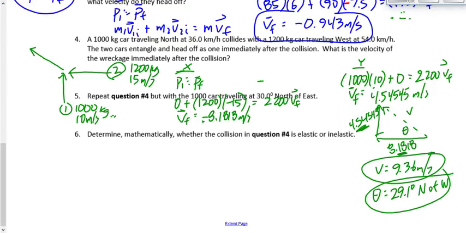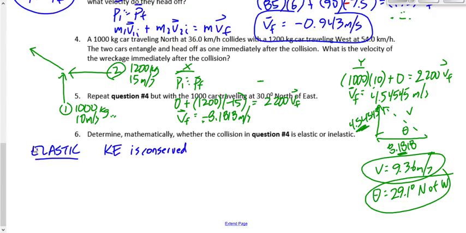Let's skip number 5 and go to number 6 here now. It says determine mathematically whether the collision in question 4 is elastic or inelastic. You guys remember the difference between elastic and inelastic? An elastic collision, Caitlin? Good. Kinetic energy is conserved. Now, there's a couple of things you got to be aware of there. I can't even talk and write at the same time.